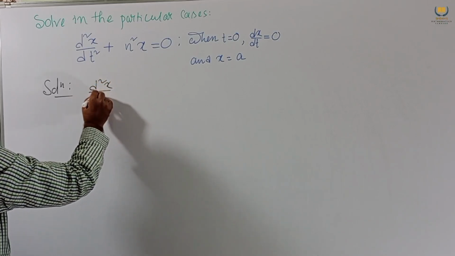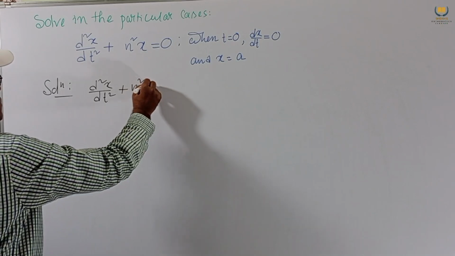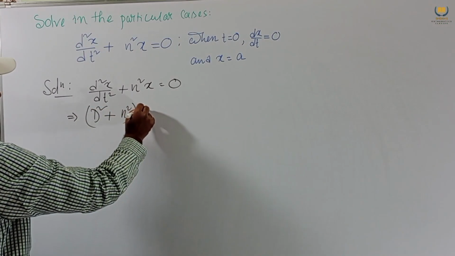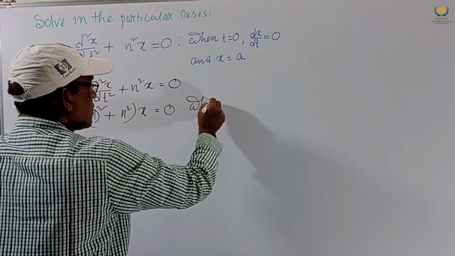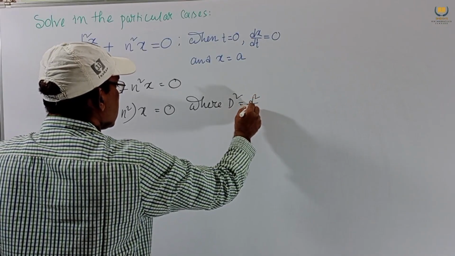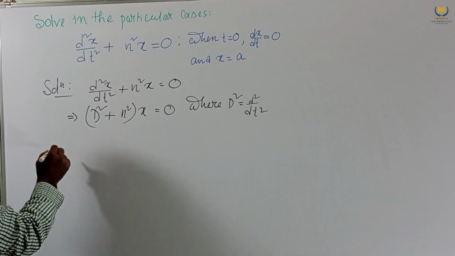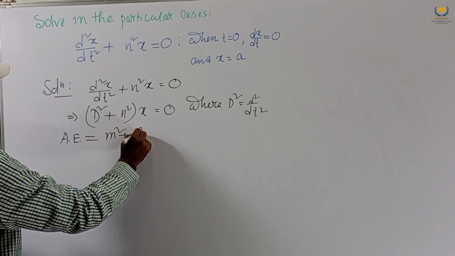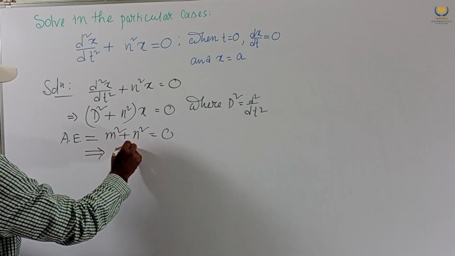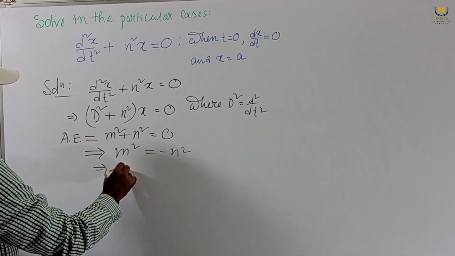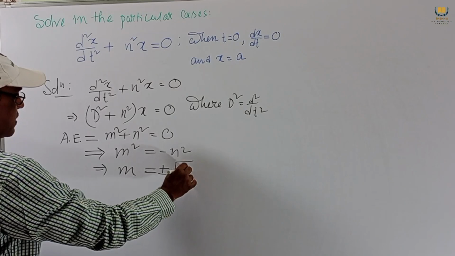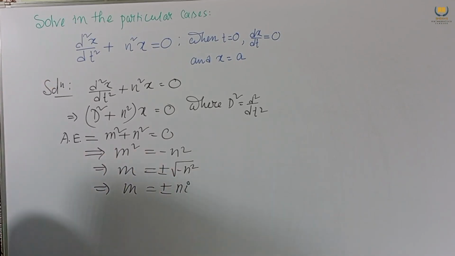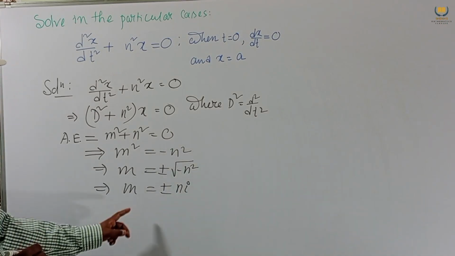Here given d²x/dt² + n²x = 0. So this can be written as (D² + n²)x = 0, where D² means d²/dt². Now auxiliary equation, this is m² + n² = 0 and m² = -n², m = ±√(-n²) and m = ±ni. This one we get, this is the auxiliary equation value, m equal to this.